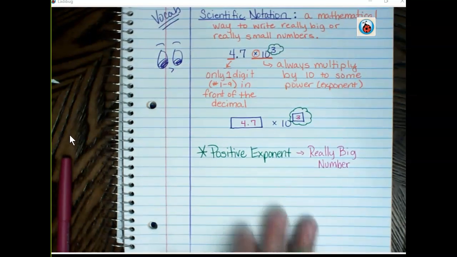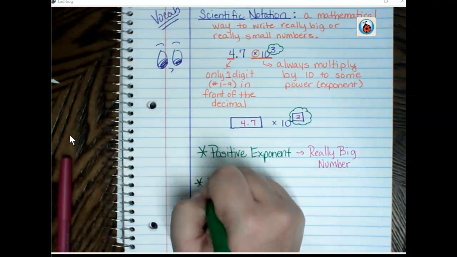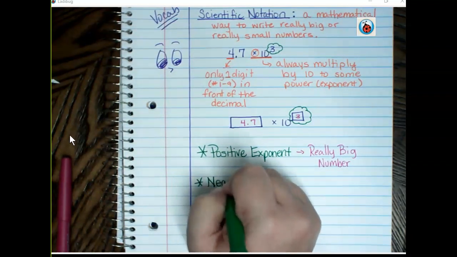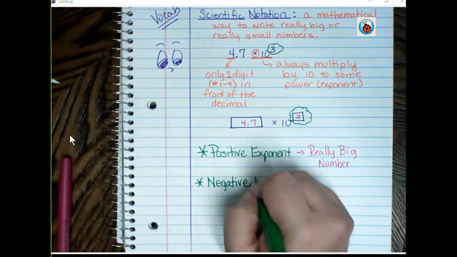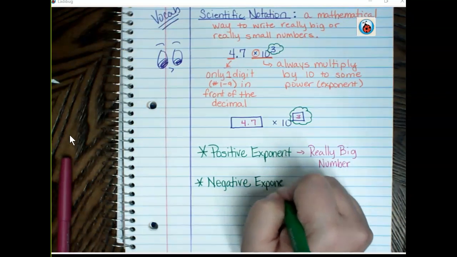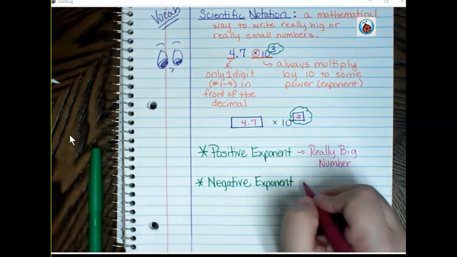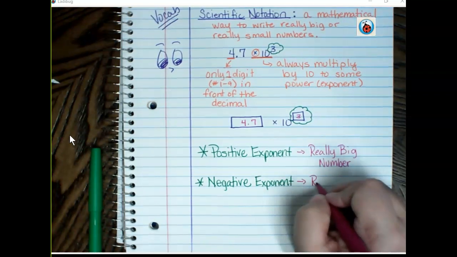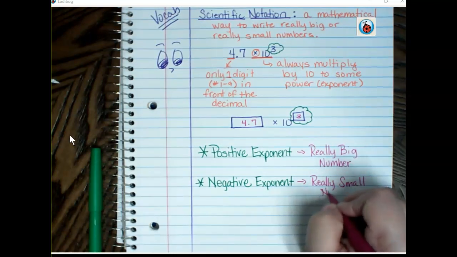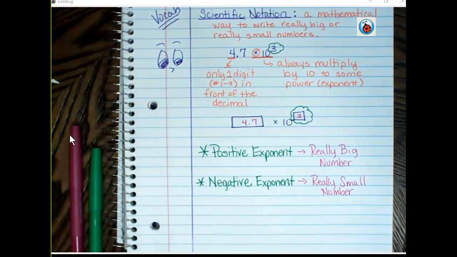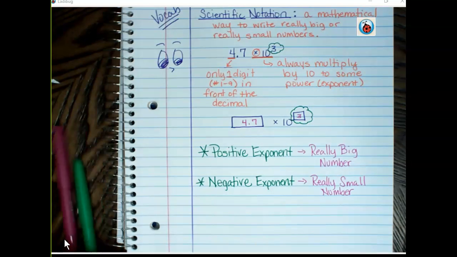If the exponent is negative, what do you think? What kind of number do you think it's going to be? Right, because our definition told us either really big or really small. So a negative exponent means that we will have a really small number. Positive exponent, it's going to be a really big number. Negative exponent, it's going to be a really small number.